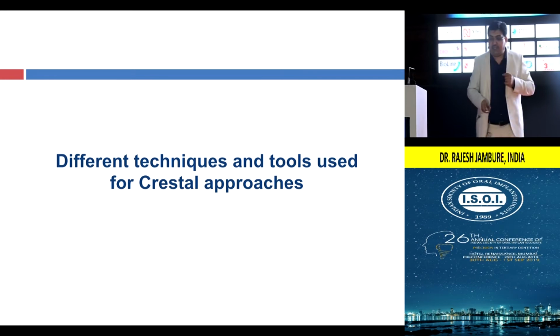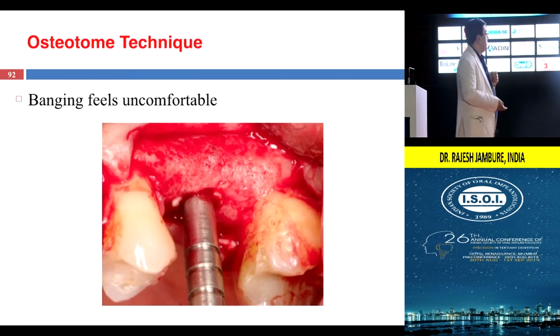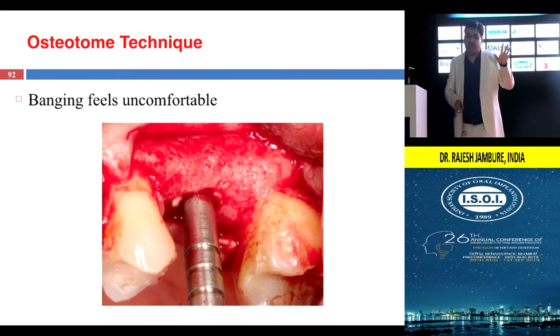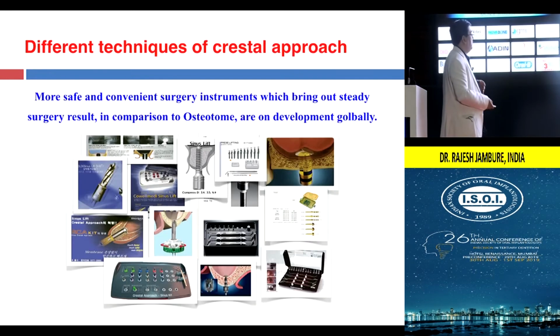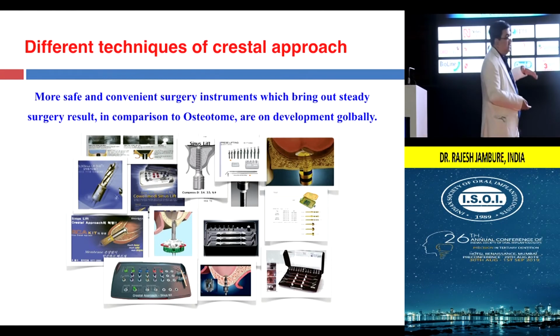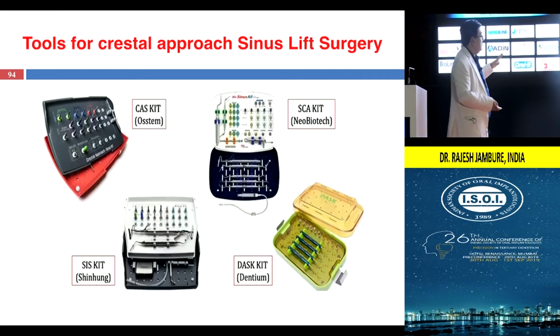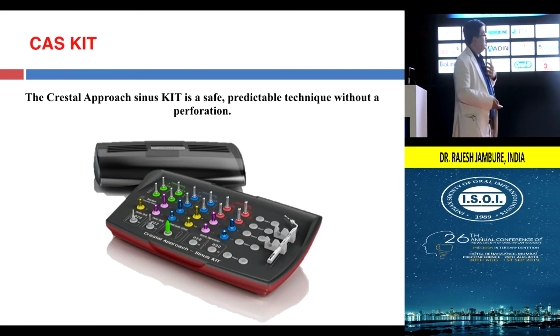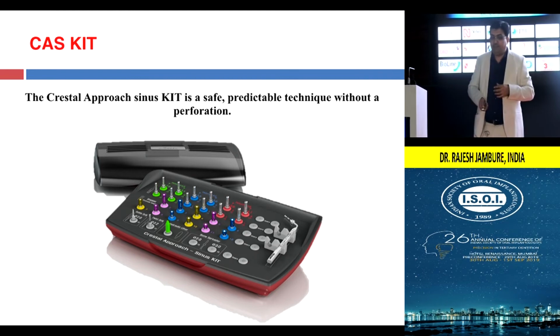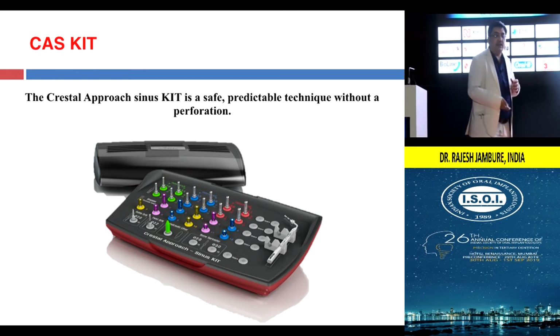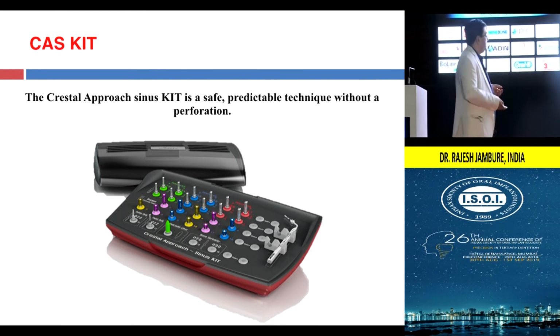So what are the different techniques and tools which are used? We know that we use osteotomes, but nowadays we have some limitations of these osteotome techniques. There are multiple kits available in the market for the crestal approach. I personally prefer using this CAS kit for my cases, doing the crestal approach sinus lift, and it's a comparatively safe and predictable tool for doing crestal approach sinus lift.